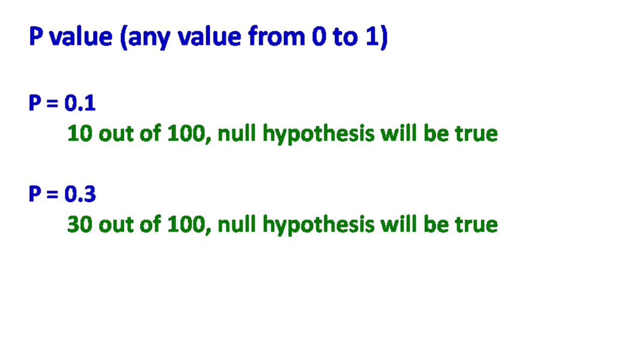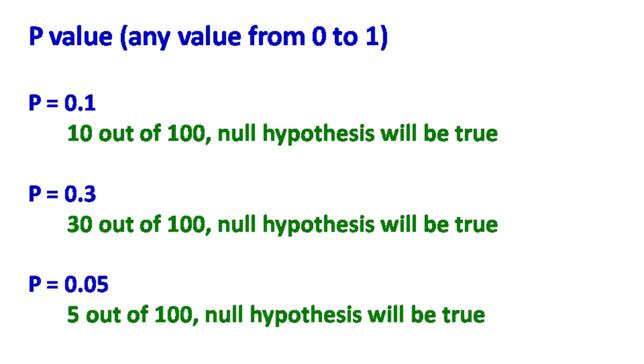Let's say the p-value is 0.3. This means if I repeat the experiment 100 times, 30 out of 100 times the null hypothesis is going to be true. Let's say the p-value is 0.05. This means if I repeat the experiment 100 times, only 5 times the null hypothesis is going to be true.